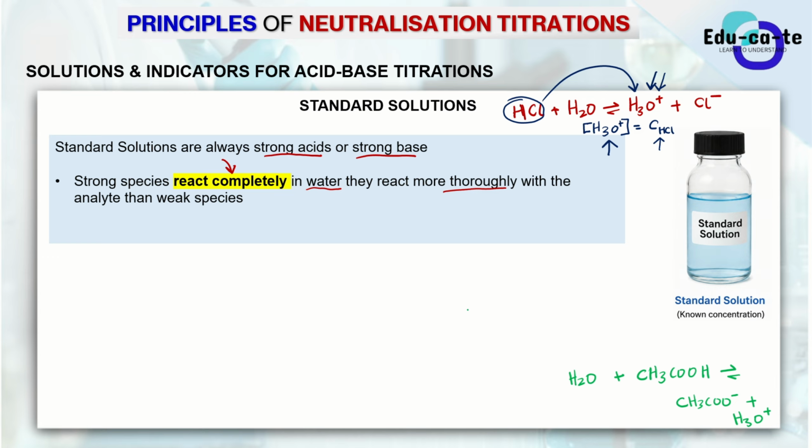So here, the difference between a weak acid and a strong acid is that when you dissolve the weak acid into water, the amount of hydronium ions that are formed is going to be less than the initial acid's concentration.